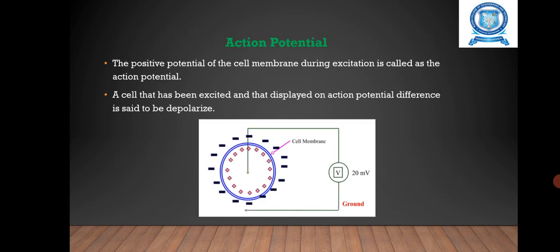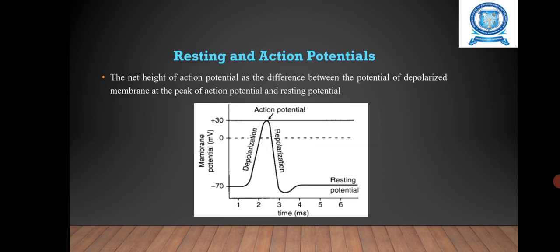Action potential. The positive potential of the cell membrane during excitation is called the action potential. A cell that has been excited and displays an action potential difference is said to be depolarized. That means the process of changing from the resting state to the action potential is called depolarization.